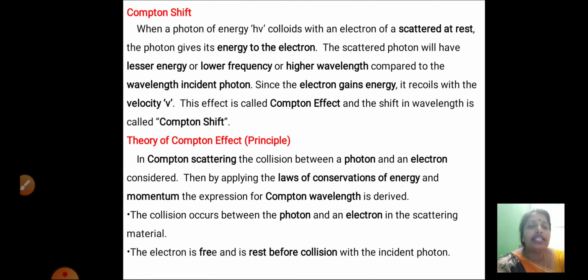When the electron is free, that is in the absence of an electric field, it is at rest before collision. The electrons are freely moving in the atoms or molecules with the incident photons. Then you have the electron and photon energy incident, after which the electron is scattered.